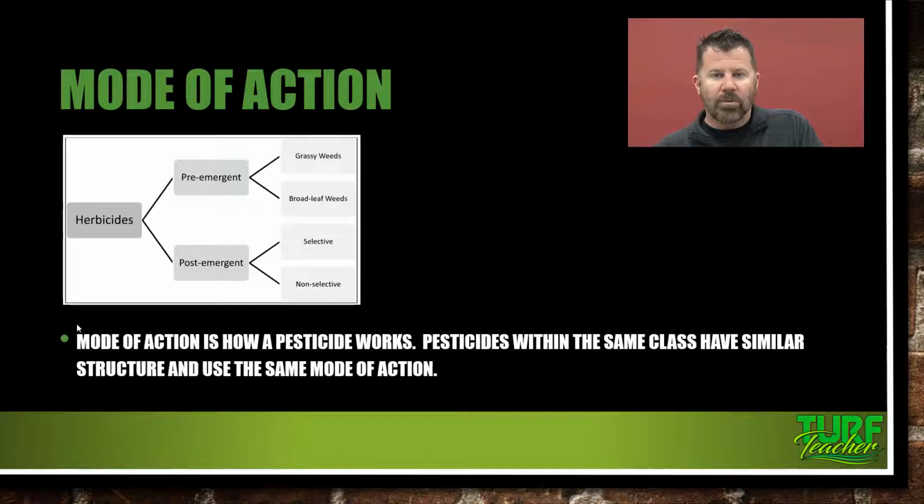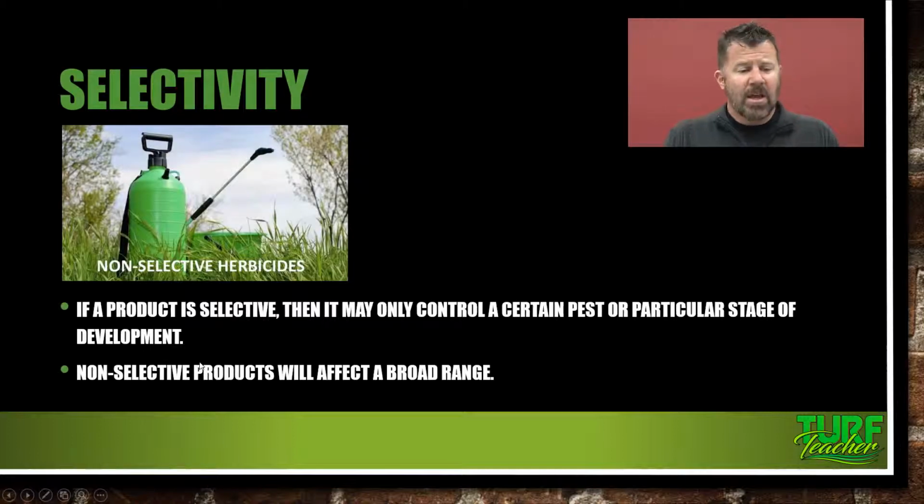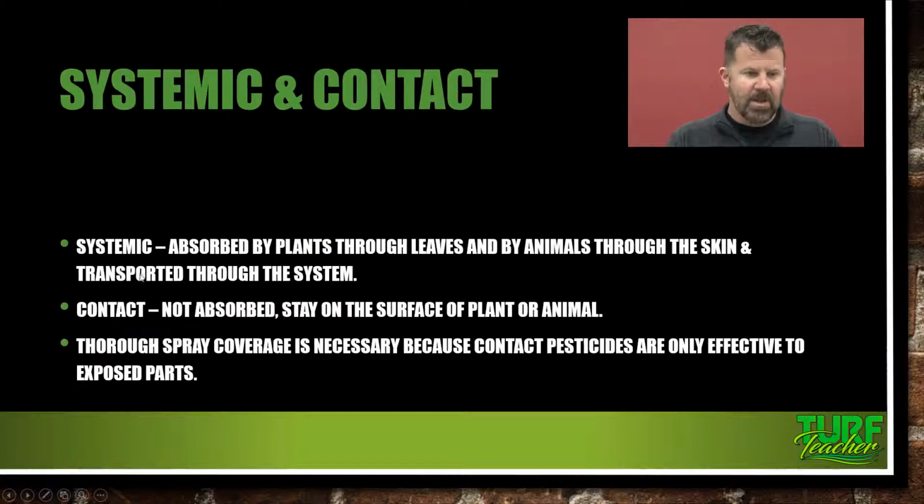If you're spraying it to get rid of clover in your yard, it's going to kill all of your turf grass as well. So you'd want to use something that does not target everything. It's only targeting the clover and the broadleaf weeds, and that's what you would want to use. Selectivity, again, that's what we just talked about. If a product is selective, then it may control a certain pest or a particular stage in the development. And then non-selective products will affect a broad range. It'll kill everything in sight.